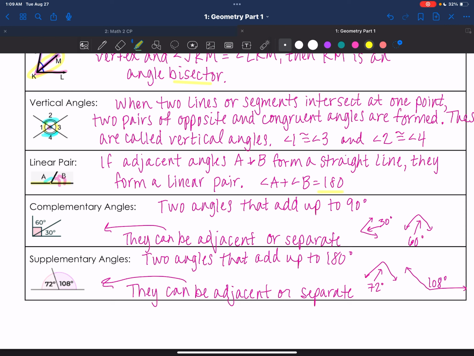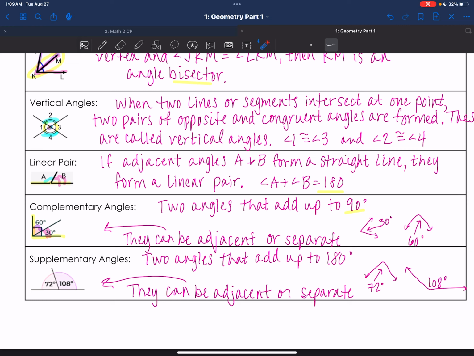All right, complementary angles are two angles that add up to equal 90 degrees. So this whole thing is 90 degrees, and you were able to get that through 60 plus 30. And they can share a side, so they can be adjacent, meaning they share a side, or they can be separate. So these are separate. This one is 30 and this one's 60. But as long as they equal 90 degrees, that's fine. That's a complementary angle.